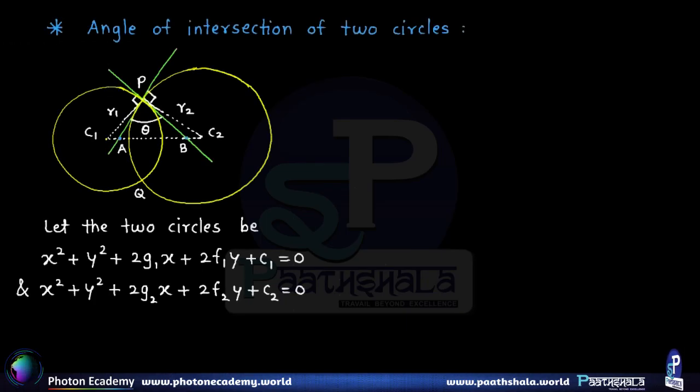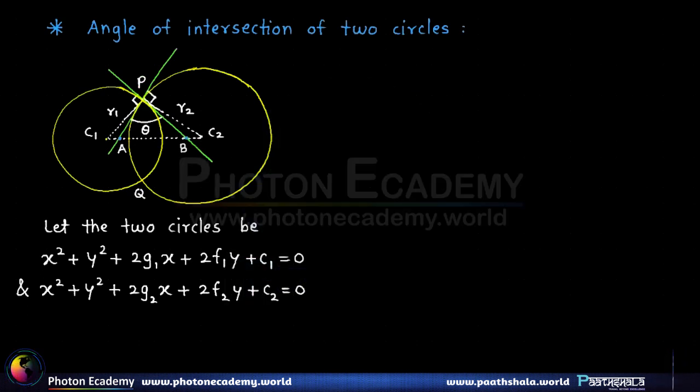Now let us understand the meaning of angle of intersection of two circles. As shown in the diagram, suppose we have two circles that intersect each other at points P and Q. Now at one of the points of intersection, say at point P, if we draw the tangents to both of the circles, the tangents are shown in green color. So these are the tangents to those circles drawn from the point of intersection.